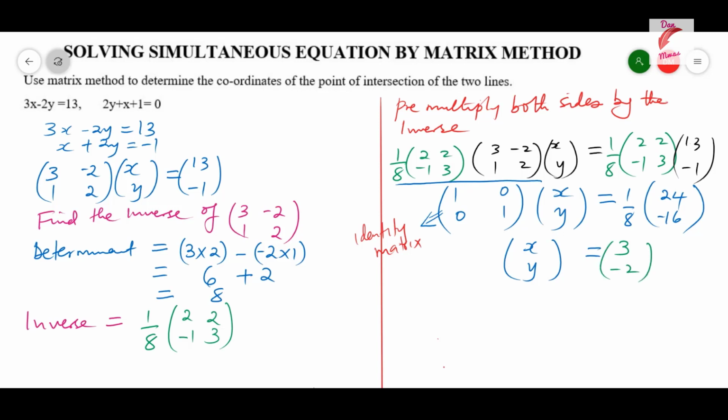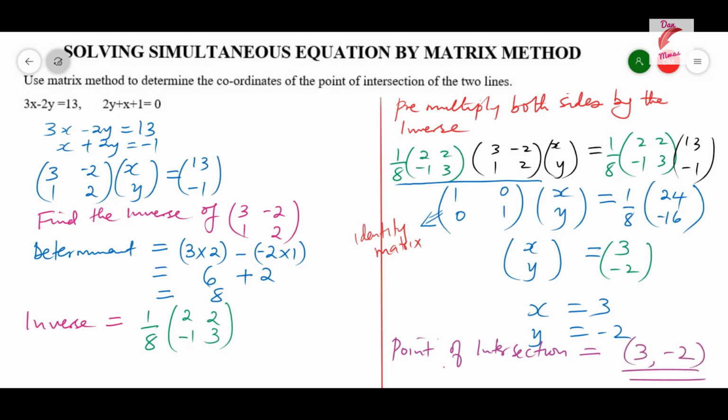So at this stage, you can see that x is given by 3 and y is equal to negative 2. Therefore, the point of intersection in terms of coordinates will be given by (3, -2). And that is how you are supposed to solve that question.